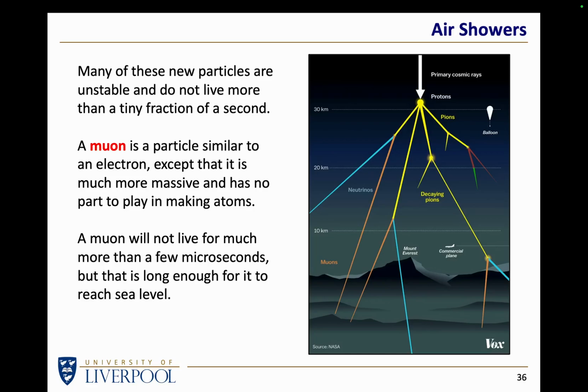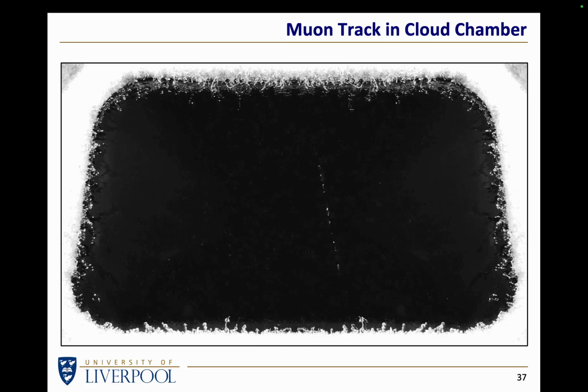A muon only lives for a few millionths of a second, a couple of microseconds or so. So it might be made high up in the Earth's atmosphere. It then travels through the atmosphere, through the cloud chamber, through the table, through the floor, and eventually beds itself somewhere in the Earth's crust and dies. It decays some 1 or 2 microseconds later. So although it only lives a couple of microseconds, that's actually long enough for it to get from the top of the atmosphere down to sea level.